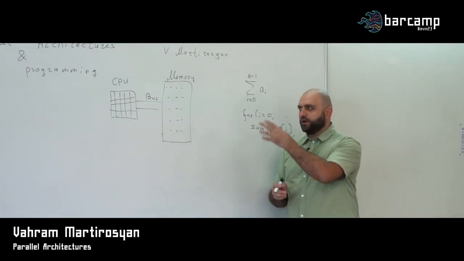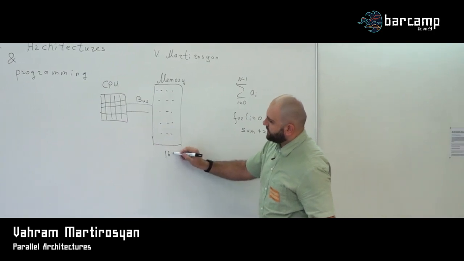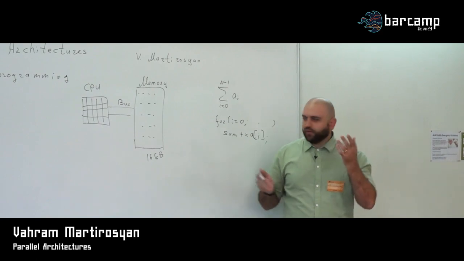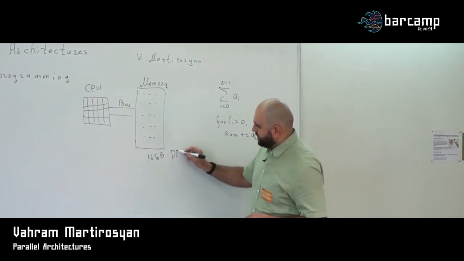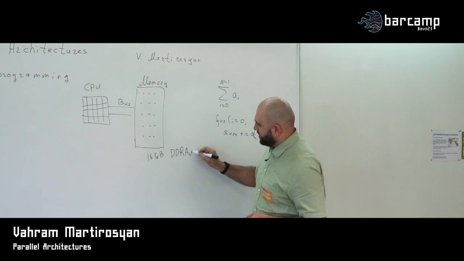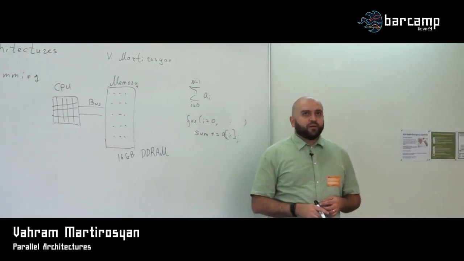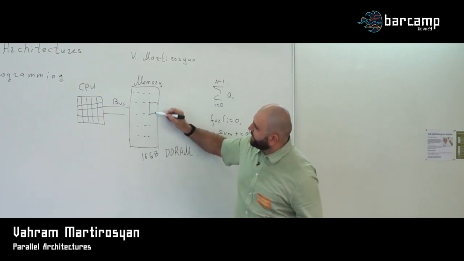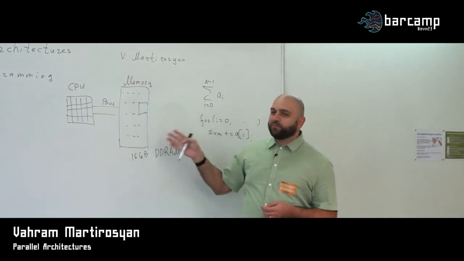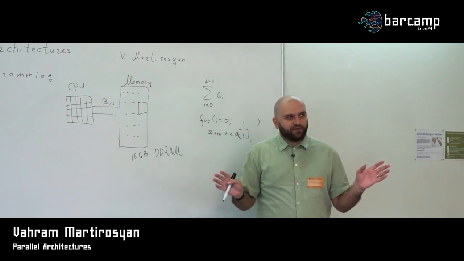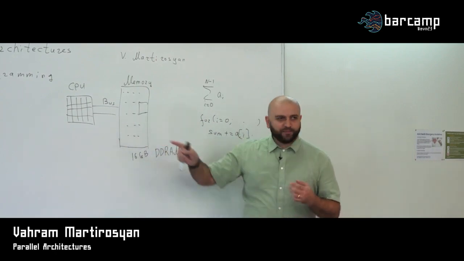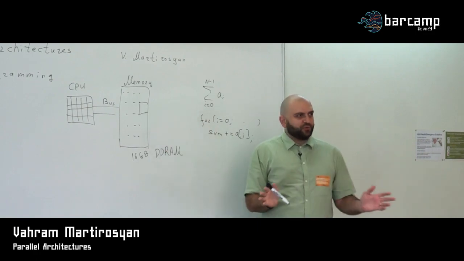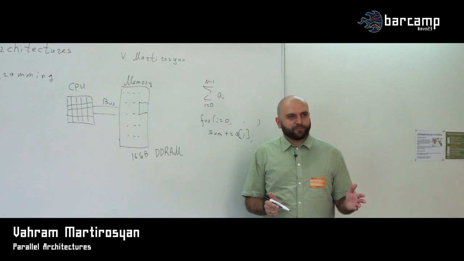So memory, nowadays, can be, let's say, 16 gigabytes, right? It's very usual to have 16 gigabytes of DRAM, so it is dynamic RAM. And well, when the CPU core requests some part of the memory, the rest of the memory is just doing nothing. I mean, if you think about each cell, there are billions of cells, and most of the cells are just doing nothing most of the time.